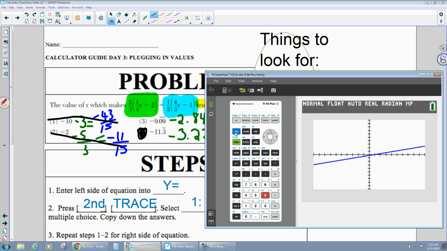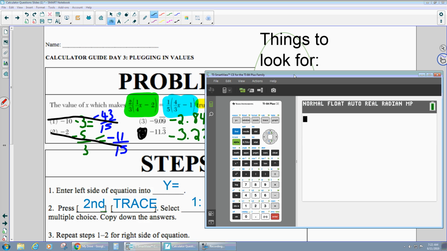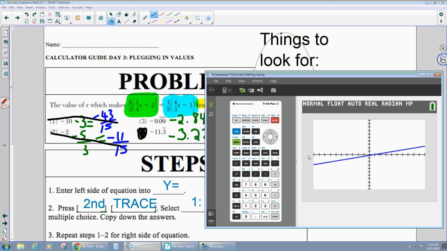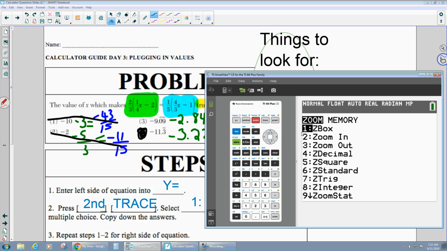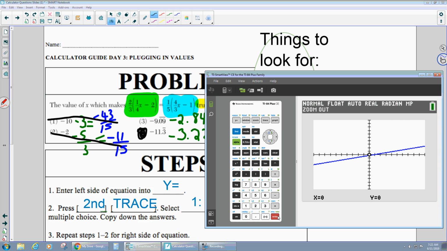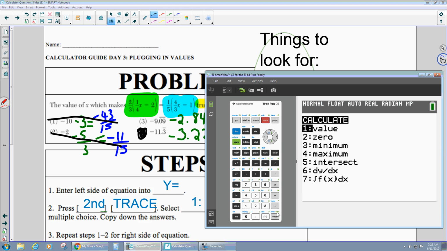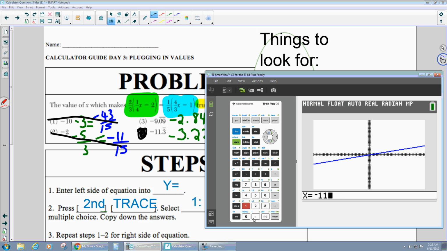Okay, a lot of you, when you try to do the last one, it might not have worked. So let me show you what happens. So the last answer, when you go to negative 11.333, you get an error. And the reason is that if we take a look at our graph, it only goes up to negative 10. So if you want to see negative 11.3, you need to zoom out. So we're going to go zoom out, which is number 3, and then click enter. So now once we've zoomed out, we can try that again. Second trace, value, negative 11.333. Okay, so the calculator is not going to give it to you if it doesn't show on your screen. So you need to either zoom out or zoom in order to get it to fit.